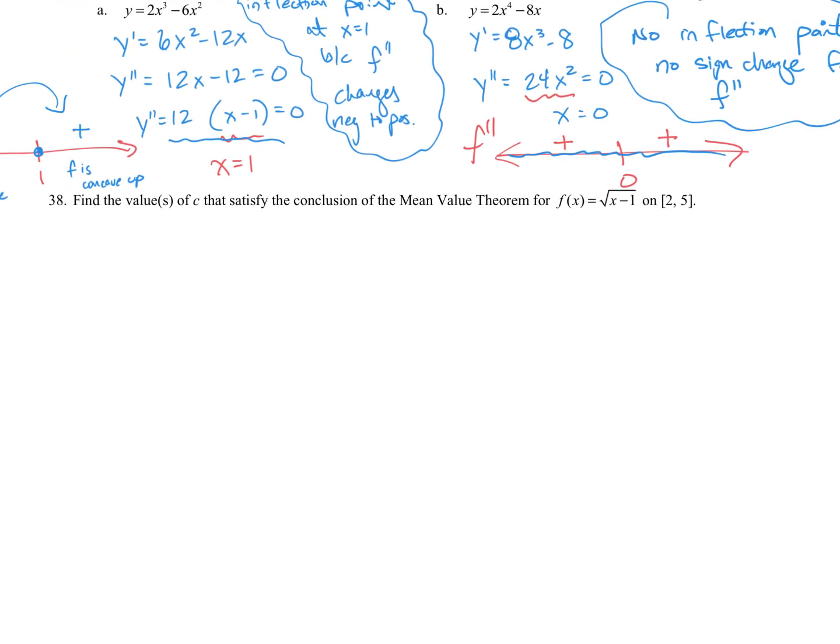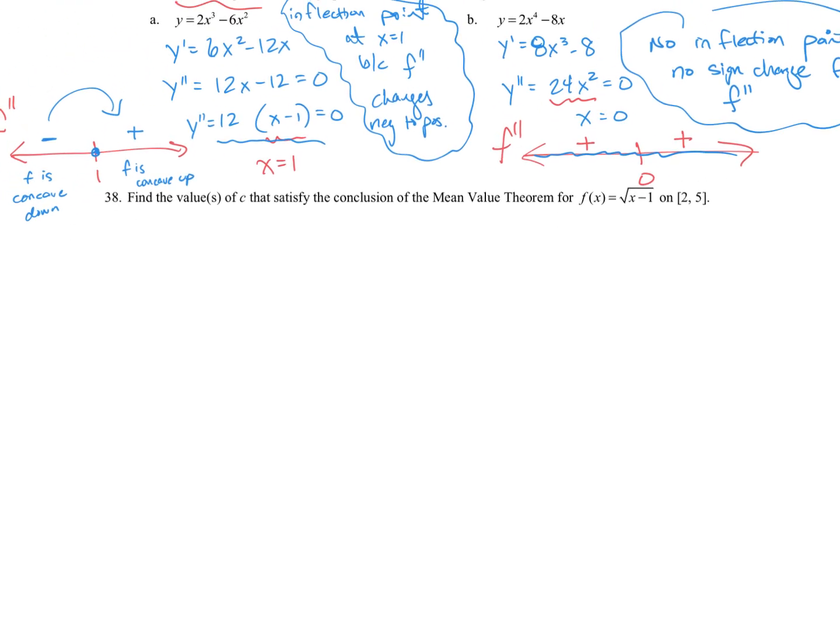All right, up next, we have a mean value theorem question. So cool. First, I need to determine, is f continuous and differentiable on 2 to 5? On 2 to 5, yeah, that function is continuous and differentiable. If you're not sure, it's got a horizontal shift right 1, and the graph would look a little something like that. Yeah, so we can use mean value theorem.